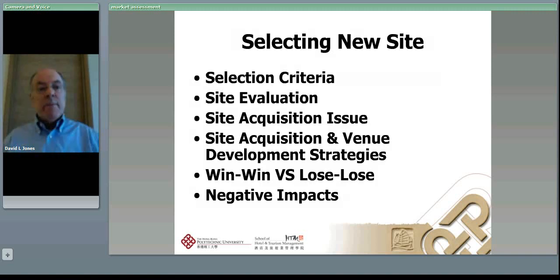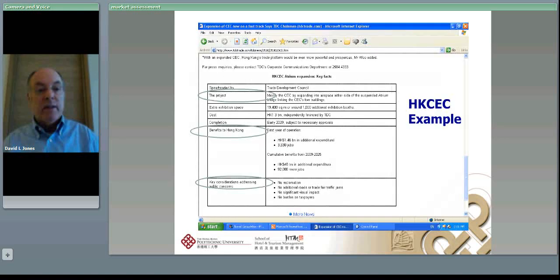When we think about this, we need to look at the criteria, how we evaluate it, the acquisition issues, what kind of decisions we make in terms of that development, when it's a win-win versus a lose-lose situation, and ultimately what the negative impacts are. All these need to be considered. Now here's an example of HKCEC when they were looking to expand to where it is now.